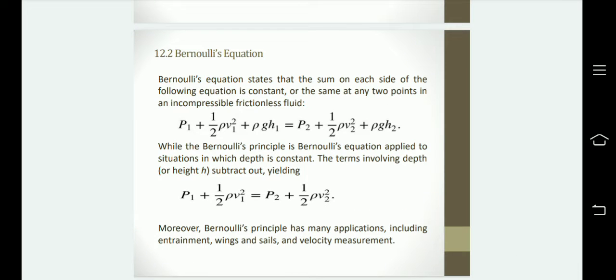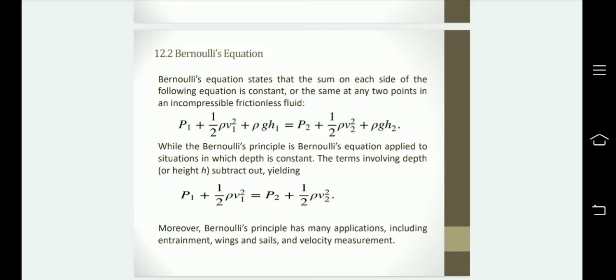Bernoulli's equation. The relationship between pressure and velocity in fluids is described quantitatively by Bernoulli's equation, named after its discoverer, the Swiss scientist Daniel Bernoulli.